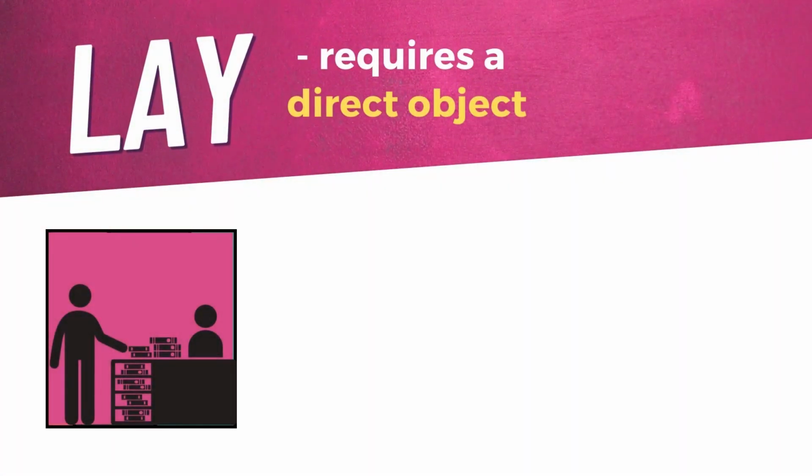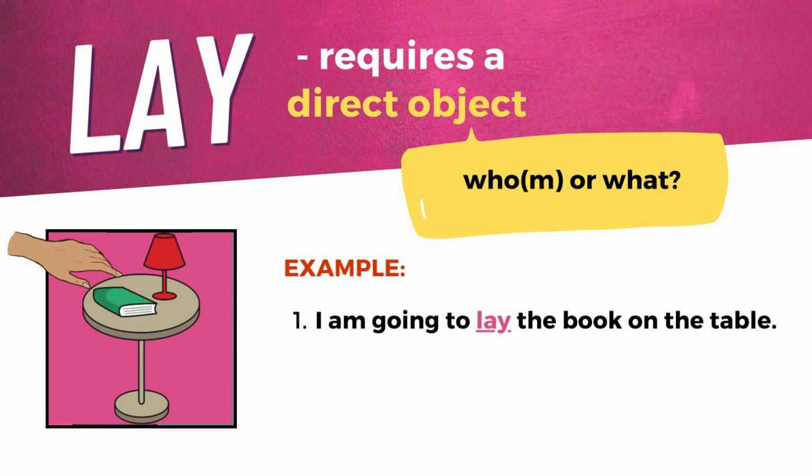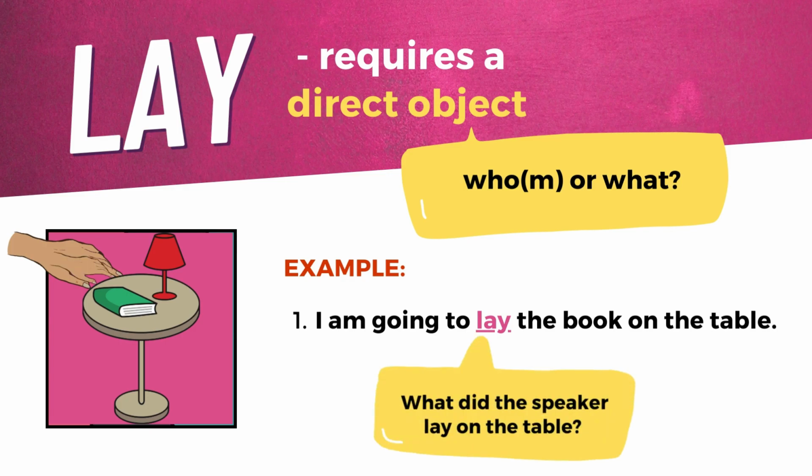Lay in a sentence requires a direct object. For example, I am going to lay the book on the table. A direct object answers the question who or what. In this sentence, you could determine what the direct object is by asking the question, what did the speaker lay or place down on the table? The book, right? That means in this case, we use the word lay.